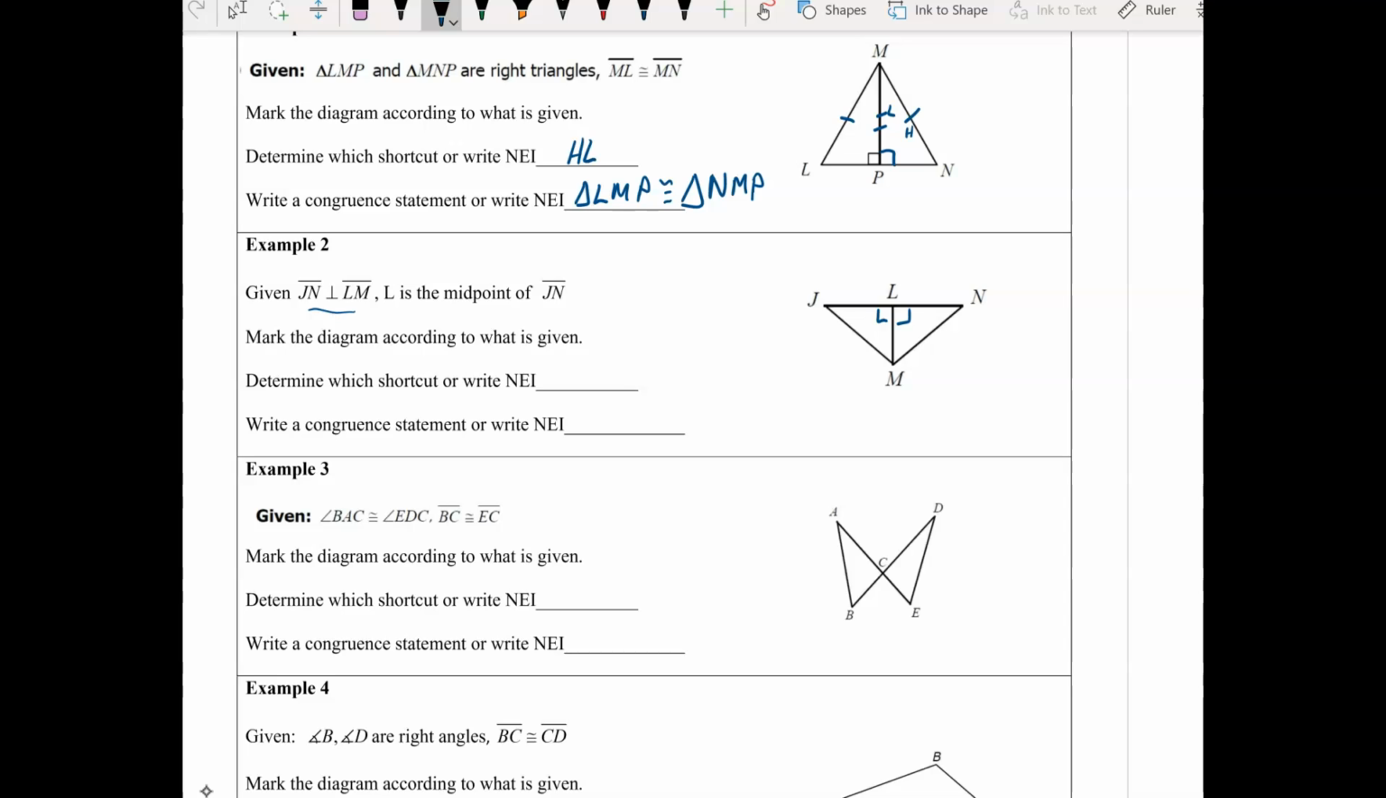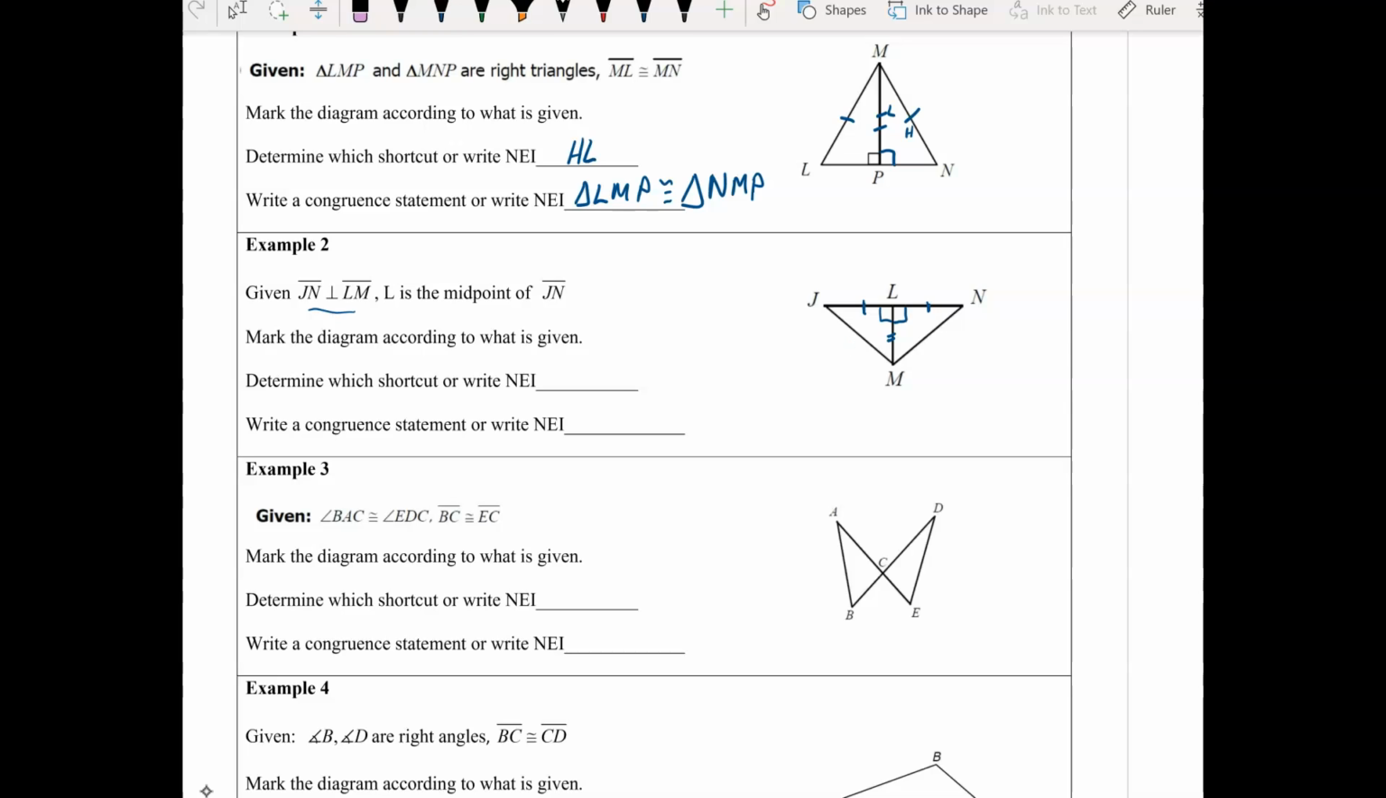Let's find out. All right, L is the midpoint of JN. So that means this L is right in the middle, so these two have to be equal. And of course, JM is congruent to itself. I'm just going to fix these a little bit, make them look more like right angles. Okay, so this is not HL, because this would be the hypotenuse, and it's not even marked.